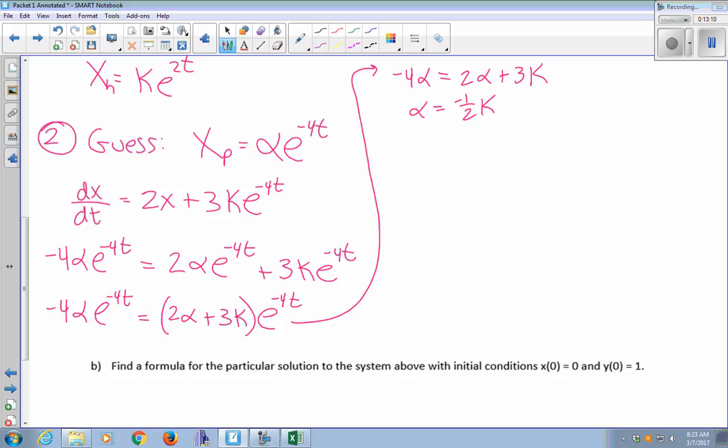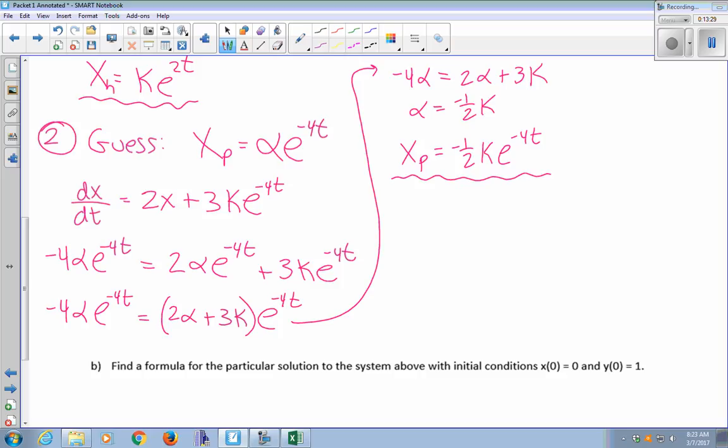All right, so that's just the end of step 2, right? I found an x particular, and it's of the form alpha e to the negative 4t, where alpha is negative 1/2 k, so negative 1/2 k e to the negative 4t. Okay, so that's an important piece. X sub h was an important piece.